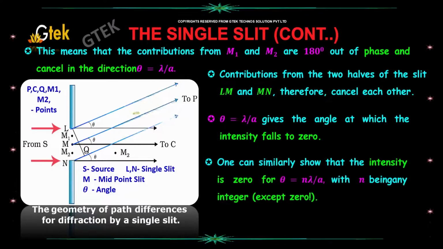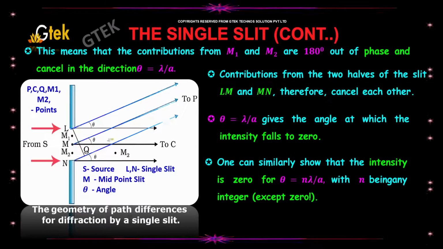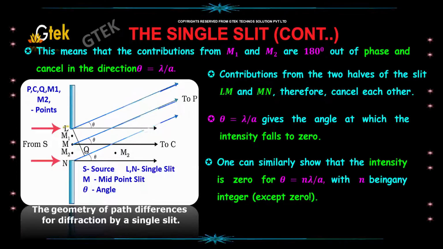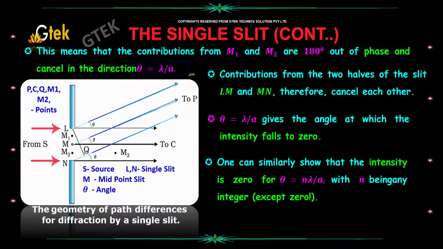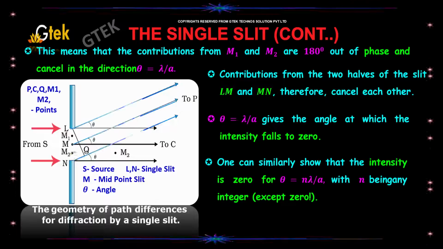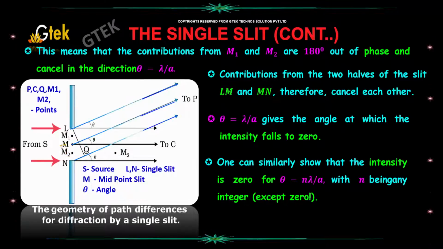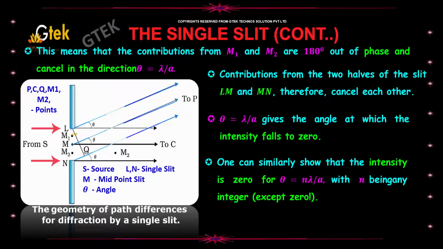This means the contributions from M1 and M2 are 180 degrees out of phase and cancel in this direction. That's why theta is equal to lambda divided by a. Contributions from the two halves of the slit, Lm and Mn, therefore cancel each other. So theta equal to lambda divided by a gives the angle at which the intensity falls to 0. One can similarly show that the intensity is 0 for theta equal to n lambda divided by a, with n being any integer.